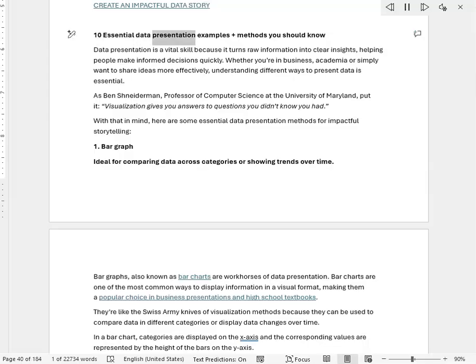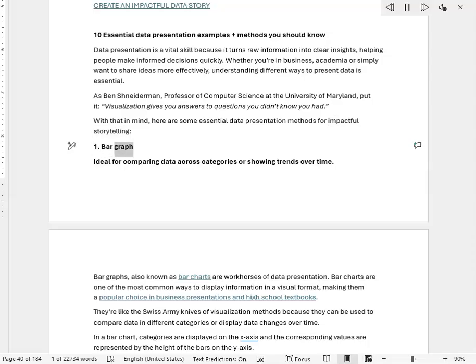10 essential data presentation examples plus methods you should know. Data presentation is a vital skill because it turns raw information into clear insights, helping people make informed decisions quickly. Whether you're in business, academia, or simply want to share ideas more effectively, understanding different ways to present data is essential. As Ben Shneiderman, professor of computer science at the University of Maryland, put it, visualization gives you answers to questions you didn't know you had. With that in mind, here are some essential data presentation methods for impactful storytelling.